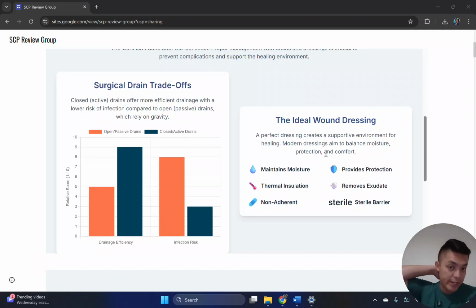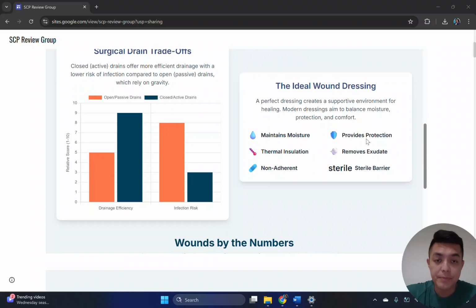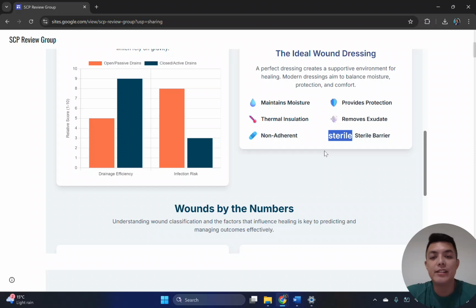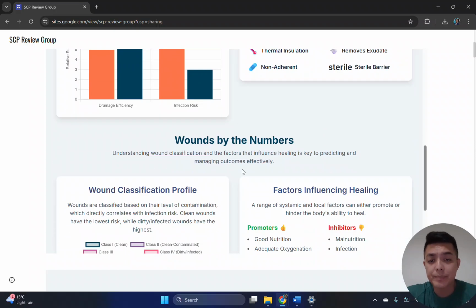And the ideal wound dressing: a perfect dressing creates a supportive environment for healing. Modern dressings aim to balance moisture, protection, and comfort. So it should maintain moisture. There should be thermal insulation. The best will be non-adherent. It should provide protection, remove exudate, and, of course, be sterile. It should act as a sterile barrier.